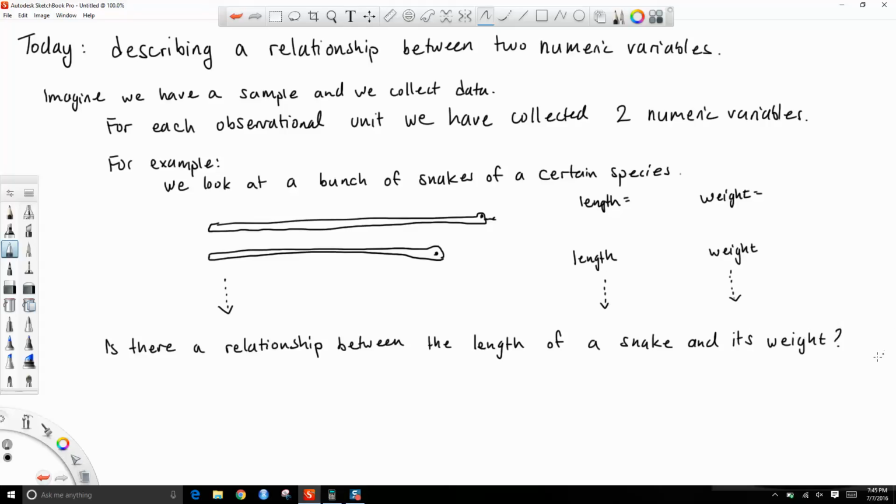Okay, and what do you guys think? Okay, and what kind of relationship can we expect to see? The more length, the more weight. Yeah, so the relationship, okay, so we will see a relationship that shows that snakes that are longer will generally weigh more, and snakes that are shorter will generally weigh less, okay?